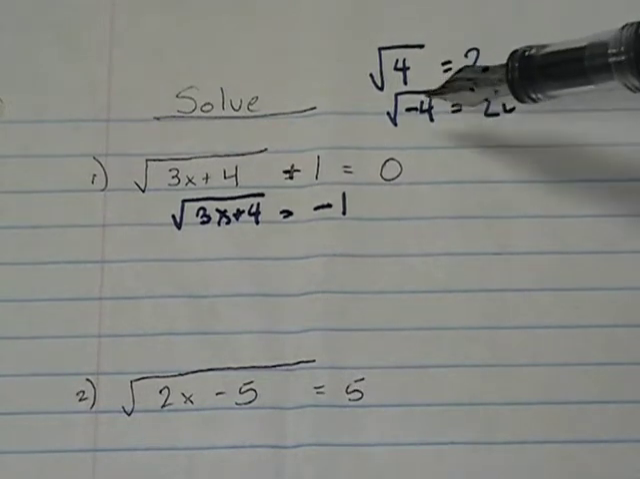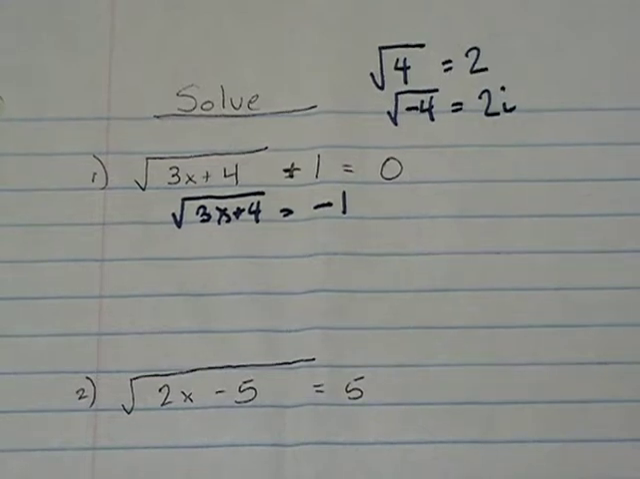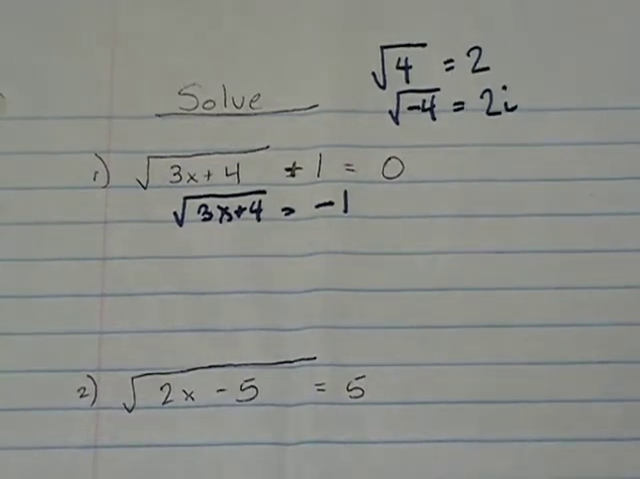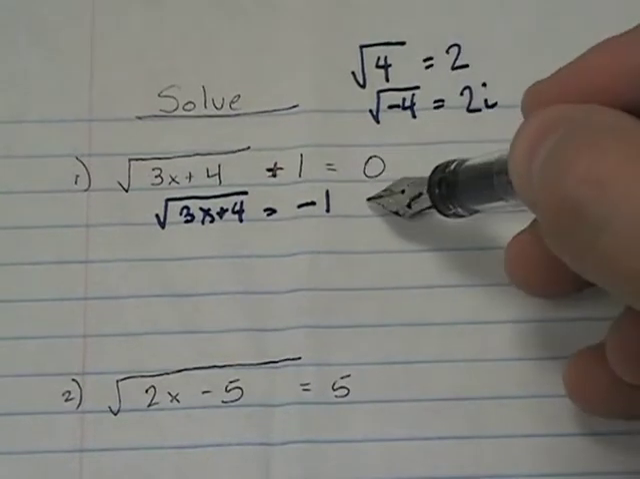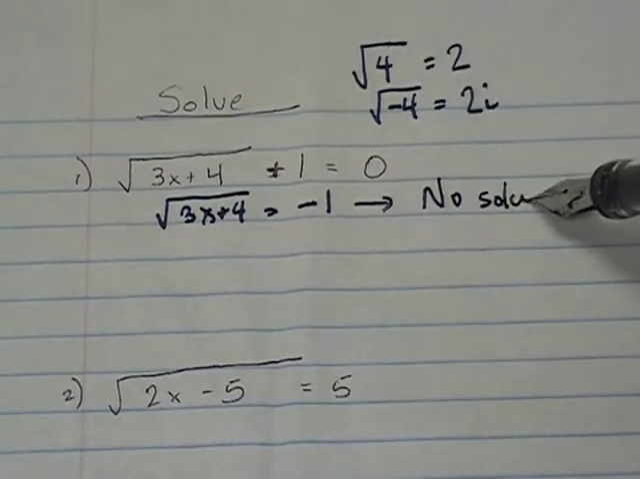Is the square root of a number ever going to be a negative number? The answer to that is no. And so given that particular property, at this point I can say there is no solution.